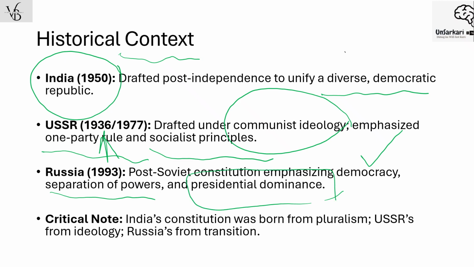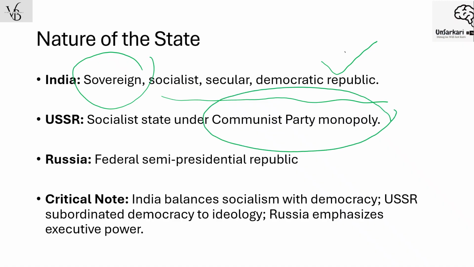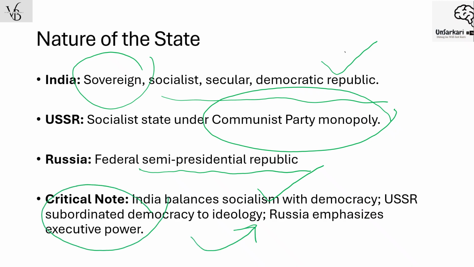So critically, what we can say is that the Indian constitution was born from pluralism, whereas the USSR was inspired by communist ideology, and there has been a transition post 1993. So what is the nature of state? India, very key words: sovereign, socialist, secular, democratic republic. But in the case of USSR, it was a socialist state under one communist party monopoly. And Russia is a federal, very important, federal semi-presidential republic. So India balances socialism with democracy. USSR subordinated democracy to the ideology of communism.